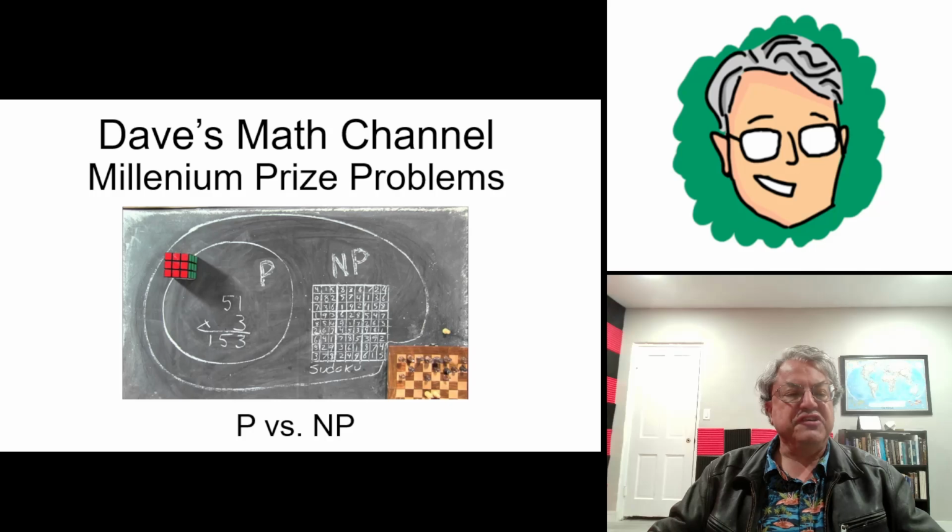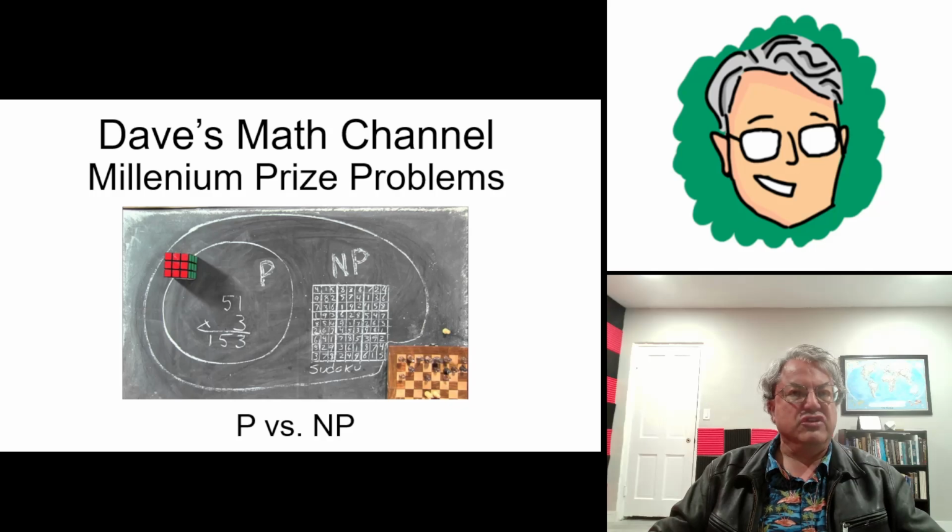I'm your host David Tare, and this is my second video in a series of 7 videos on the Millennium Prize Problems. I did my first one a couple days ago. That was on the Riemann hypothesis, which is my favorite one of the 7 Millennium Prize Problems.